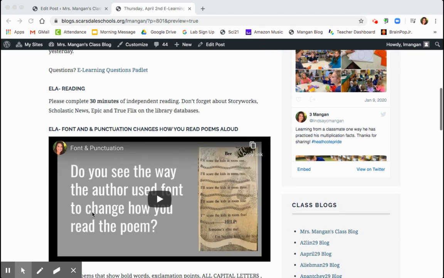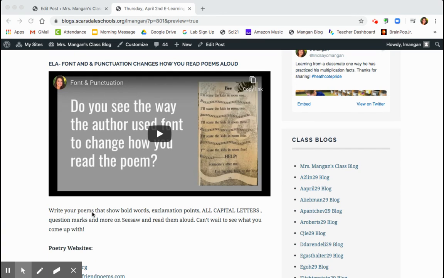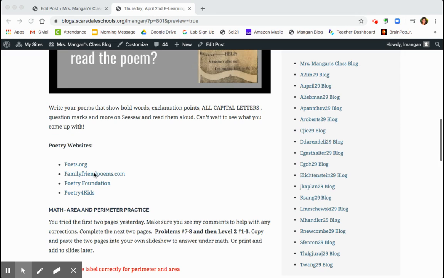So read your great fiction books, your nonfictions, but then just definitely put in some poetry as well. My next lesson is going to be about font and punctuation and how you can use bold words and capitals and exclamation points to bring your poem to life. And it actually will affect how the reader reads the poem out loud. So watch my lesson and then go ahead and put your poems on pieces of paper or in a journal and then share them onto Seesaw and read your poem aloud. This will be especially important today because it's all about how font and punctuation changes how you read the poem out loud. So I definitely want to hear your voice and how you see how the font and punctuation changes how we read it. Those are the poetry websites.